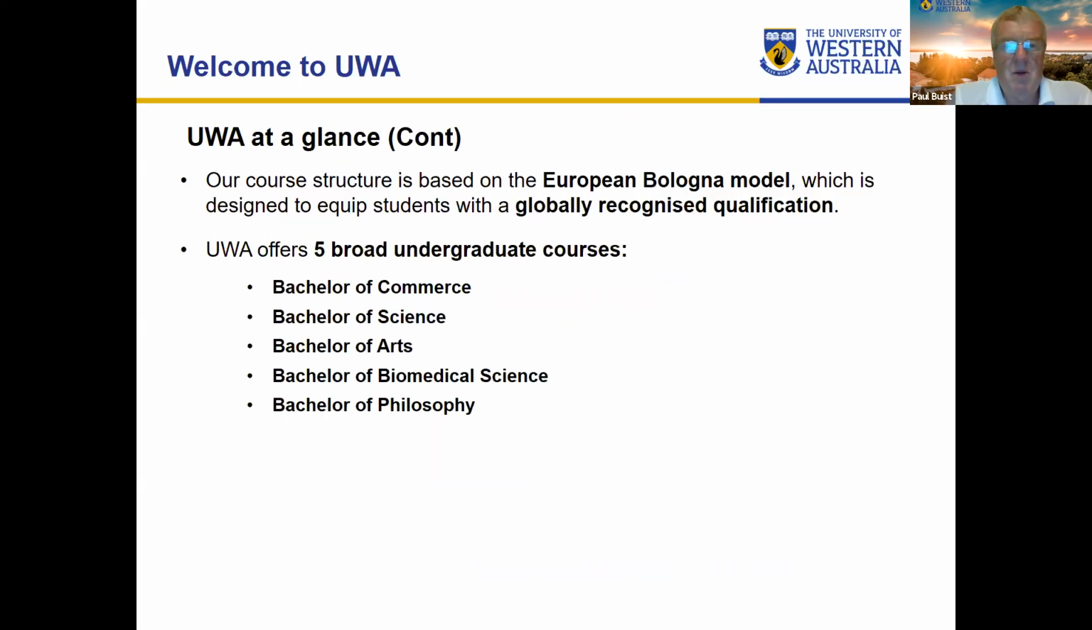A lot of our courses have been based on the European Bologna model, which has helped students get a globally recognised qualification. We have 5 broad undergraduate courses. We have a Bachelor of Commerce, Science, Arts and Biomedical Science, and also a Bachelor of Philosophy.